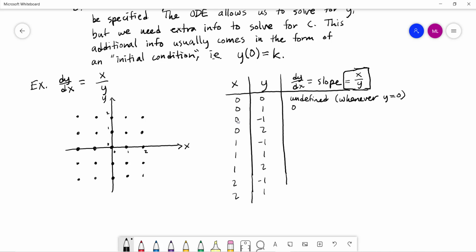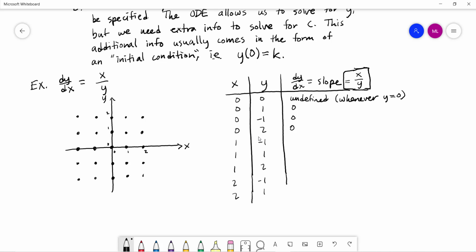What about this one? It's going to be 0 over -1. That's still 0. What about this one? 0 over 2. Still 0. What about this one? So all I'm doing is taking x and dividing by y. X divided by y. So I'm taking the number on the left, dividing by the number on the right, and just writing down the result here.